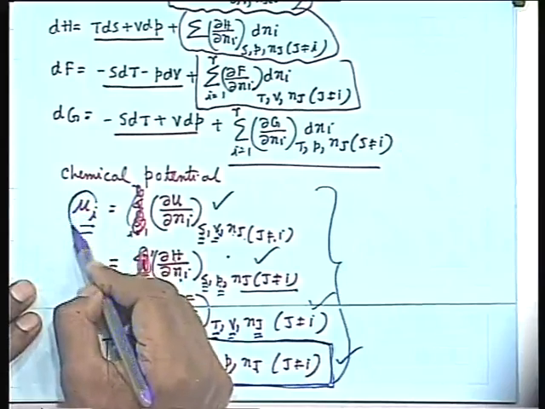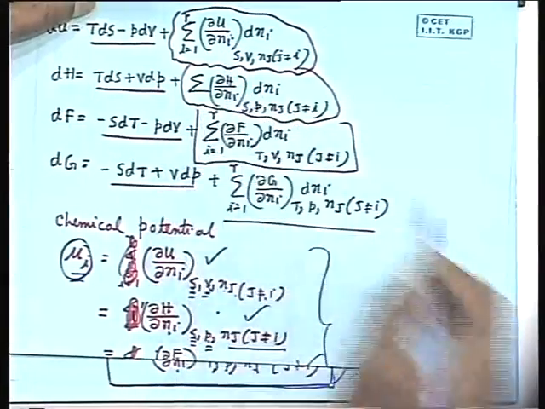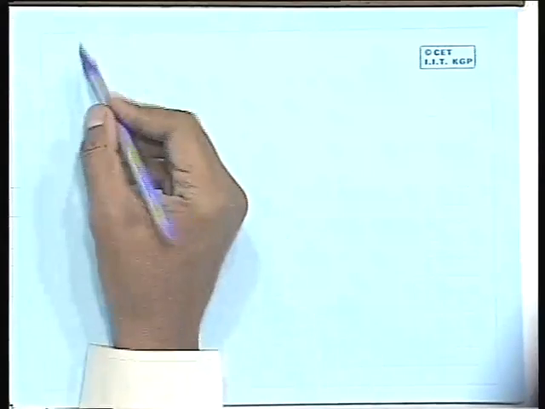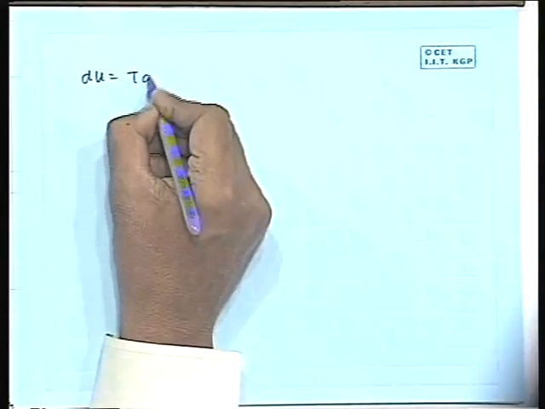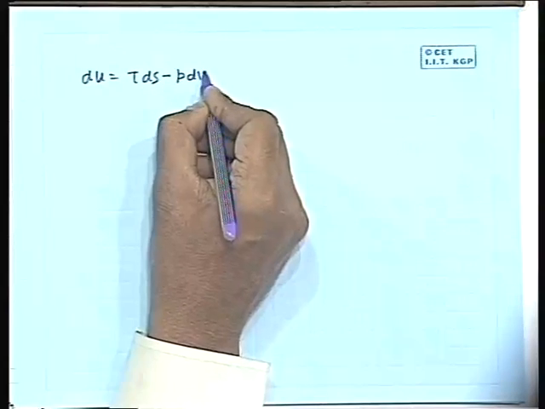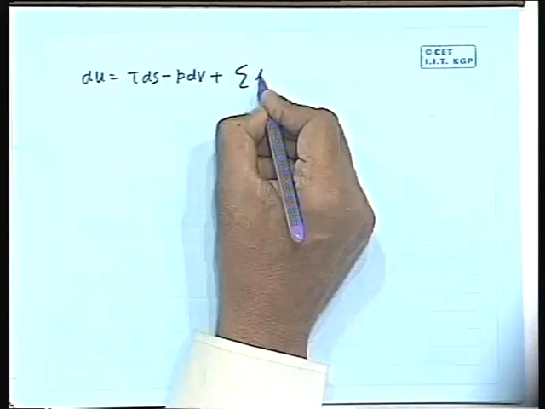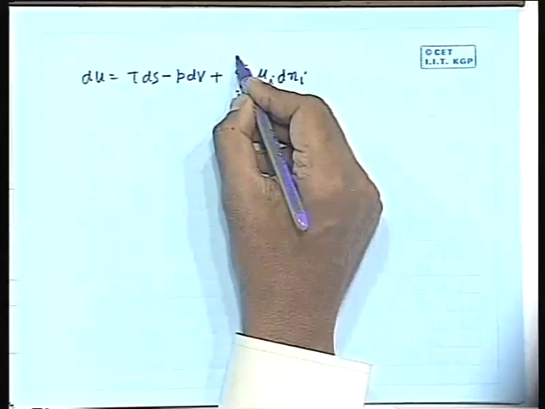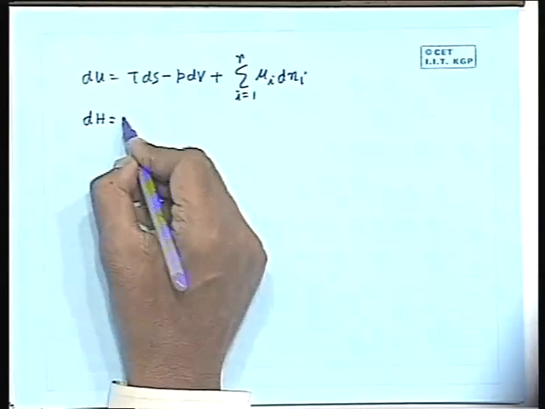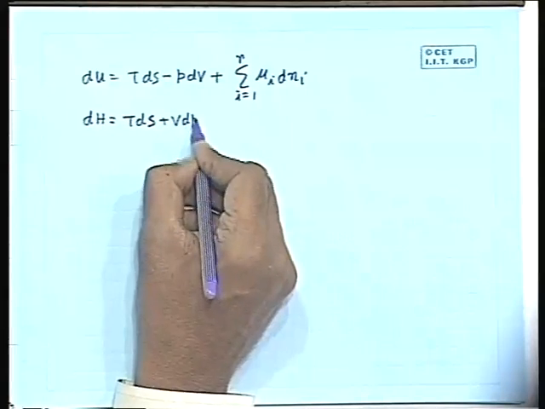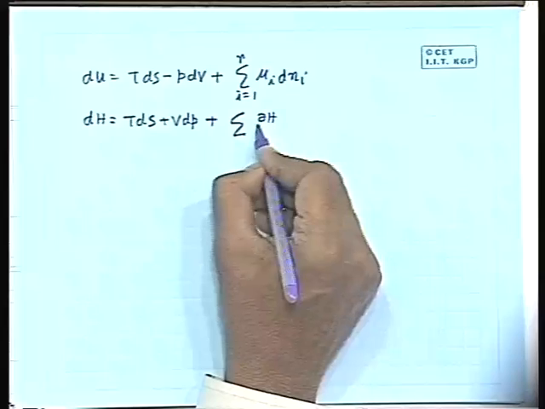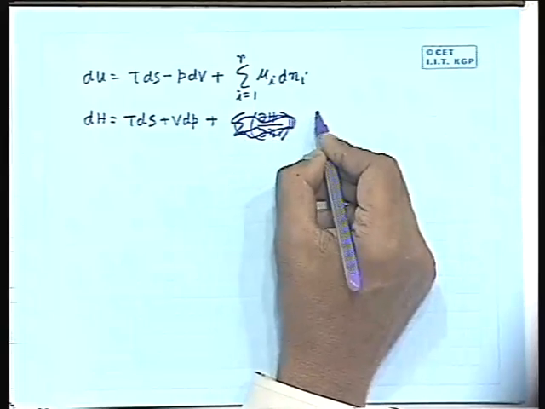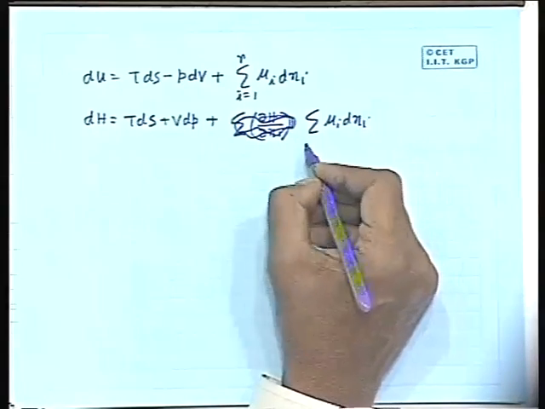Now, if I use this nomenclature mu i, then I can replace all this by mu i, and I can write these equations again like this: dU is equal to TdS minus PdV, plus the sum over i equal to 1 to r of mu i dn i. Similarly, I can write dH is TdS plus VdP, plus the sum of mu i dn i. So, these are the extra terms.